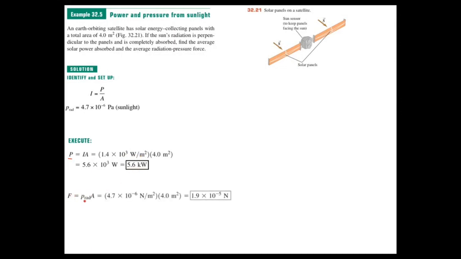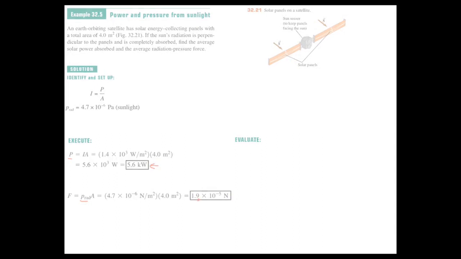The force on the panels is the radiation pressure times the area of the panels, and we get 1.9 times 10 to the minus 5 newtons. The power delivered to the panels is substantial. It's about 5 kilowatts, which is enough to run a satellite, but the force is very small. It's really negligible. It's interesting, though, if the light were reflected from the panels and not absorbed, then this force would be twice as big. And this ends example 32.5.